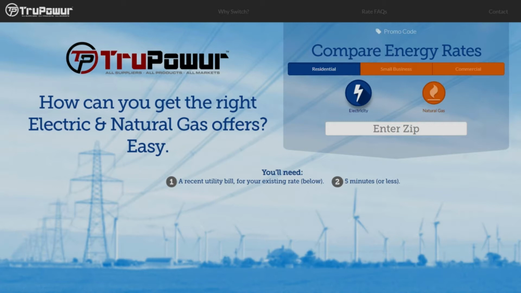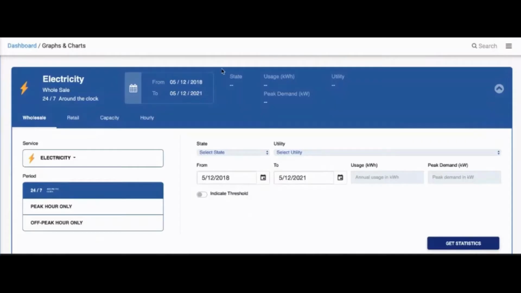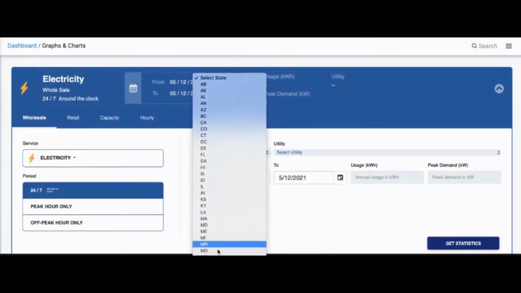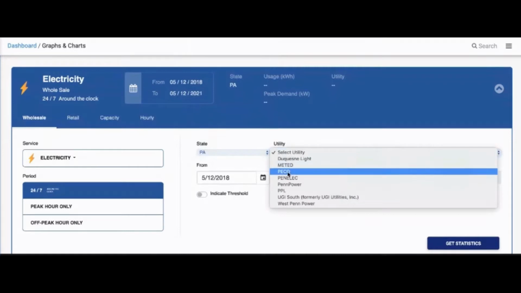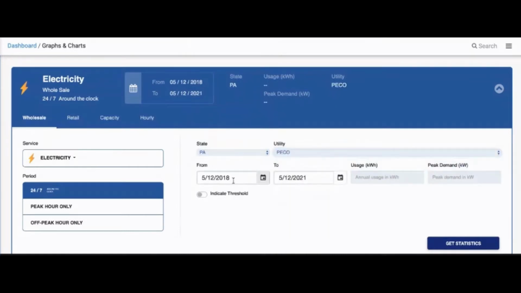Again, in the graph and chart section, it says market analytics at the top, and electricity. So let's look at a market. I'm going to pick Pennsylvania. We can practice with any market, but I choose Pennsylvania and take a look at 2018, 2021. The typical example I always use is a 200,000 kilowatt hours per year customer, and 50 kilowatts is the PLC, peak load contribution.